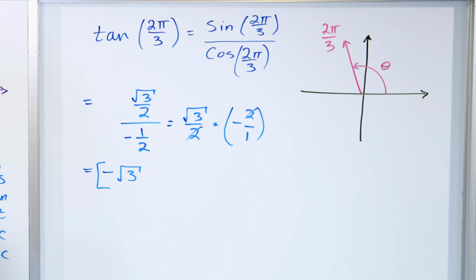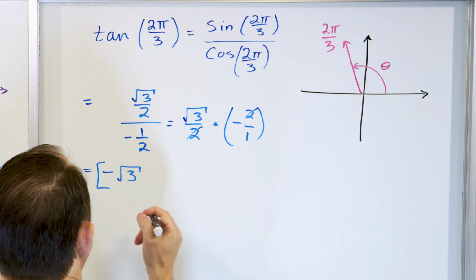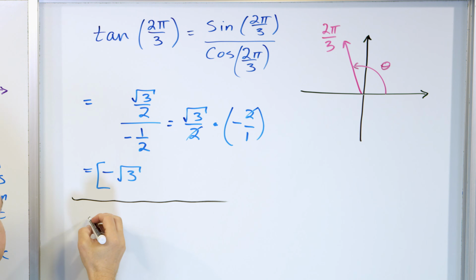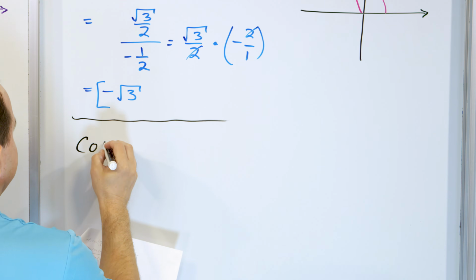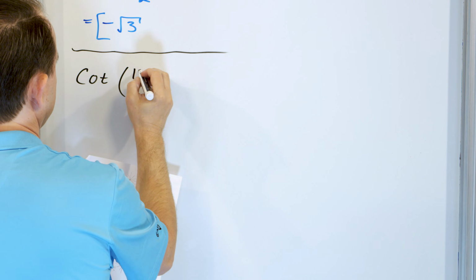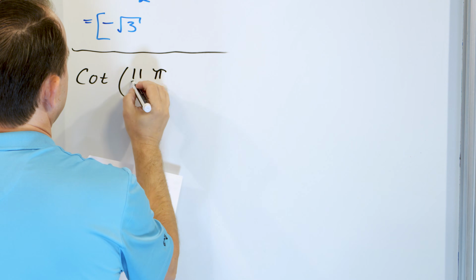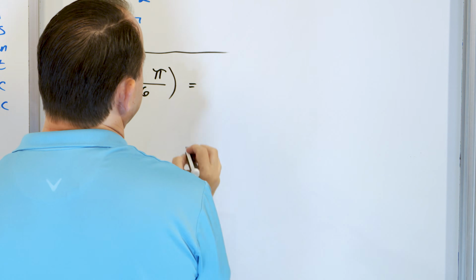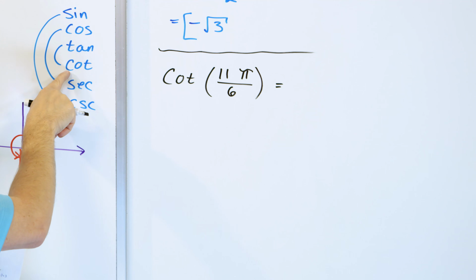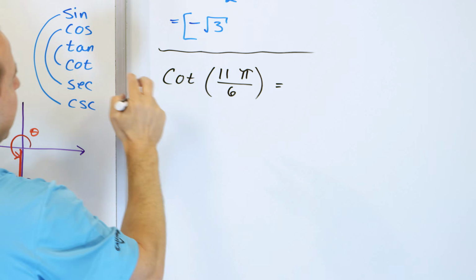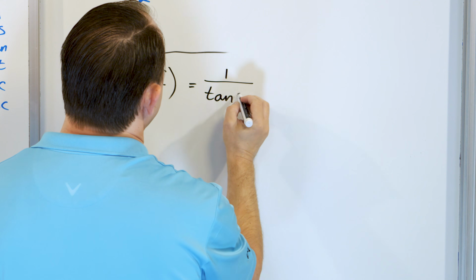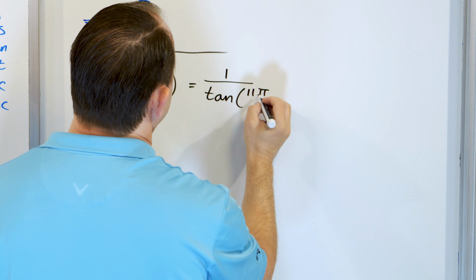All right, we're going to do one more in this lesson, and then we'll wrap it up and do some more problems in subsequent lessons. Let's find something that looks really crazy. Cotangent of 11 pi over 6. Looks really difficult, right? Well, first of all, what is the cotangent? You realize the cotangent is 1 over the tangent. So really, it's 1 over the tangent of 11 pi over 6.